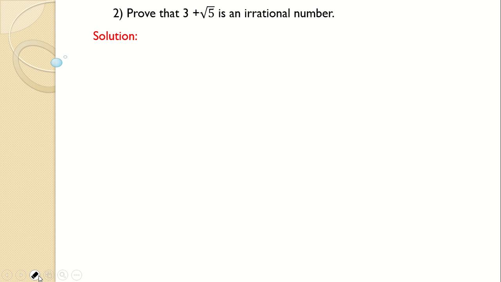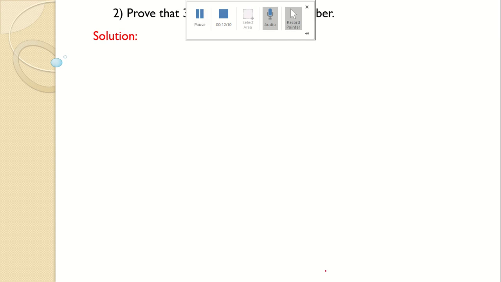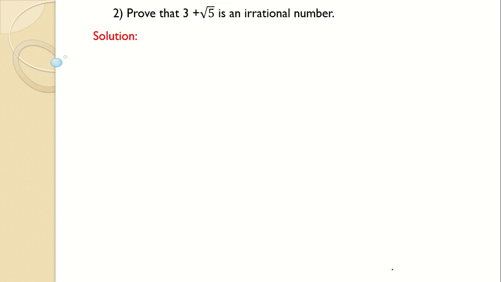Next we have to prove that 3 plus root 5 is an irrational number. Now if you have understood the first sum, you are going to understand this definitely, exactly the same steps. There multiplication was there, here addition is there. So basically we are trying to prove that if we add any number to an irrational number, or multiply any number with an irrational number, what we get is also an irrational number. So your first statement would be: assume that 3 plus root 5 is rational.